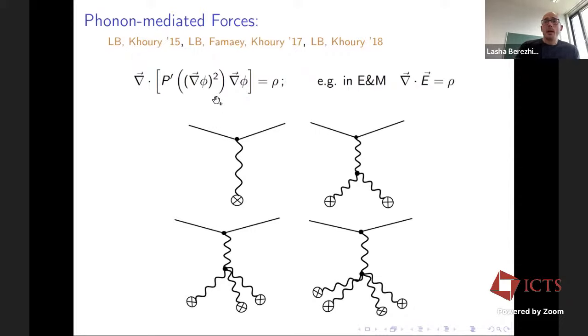And naively, in electromagnetism, this first diagram is the only diagram that mediates the force between the source and some probe particle, right? Which is just an exchange of a photon, and it would be a Coulomb potential. This probe particle will be moving in a Coulomb potential.